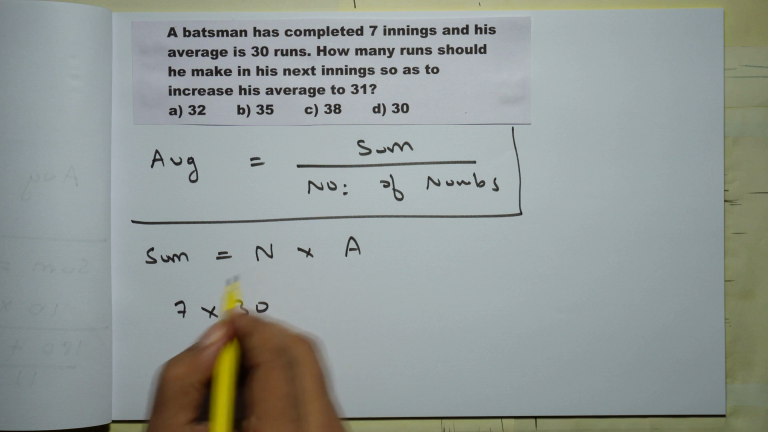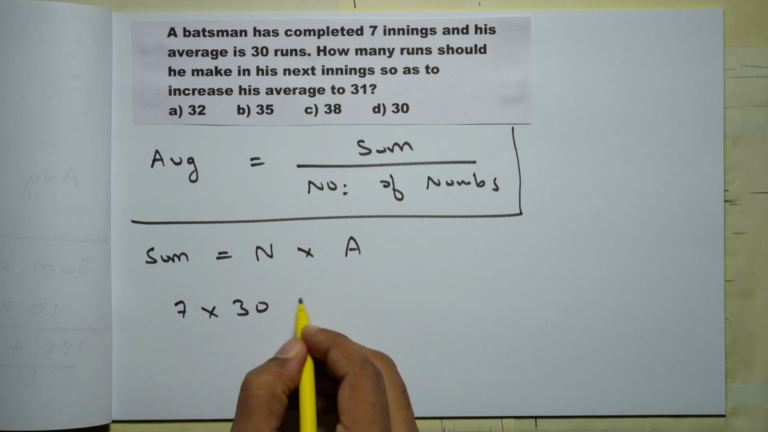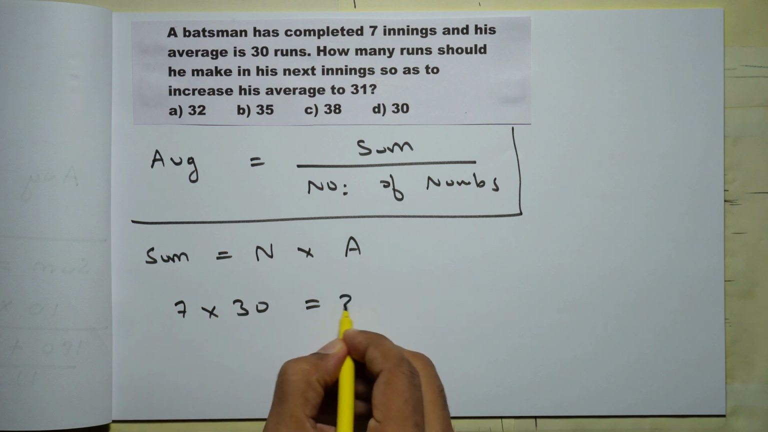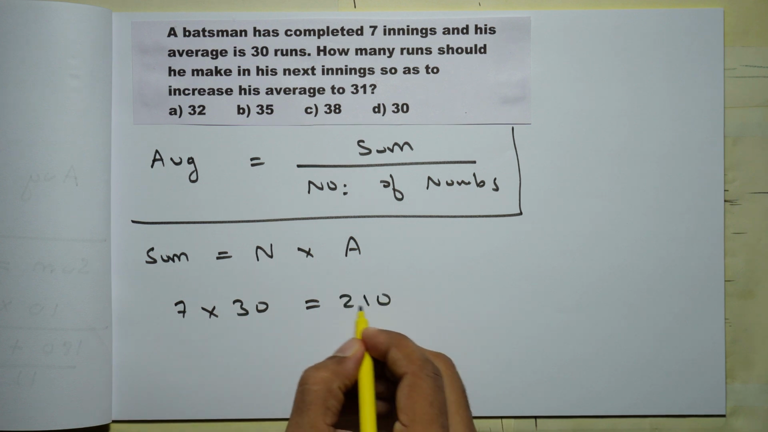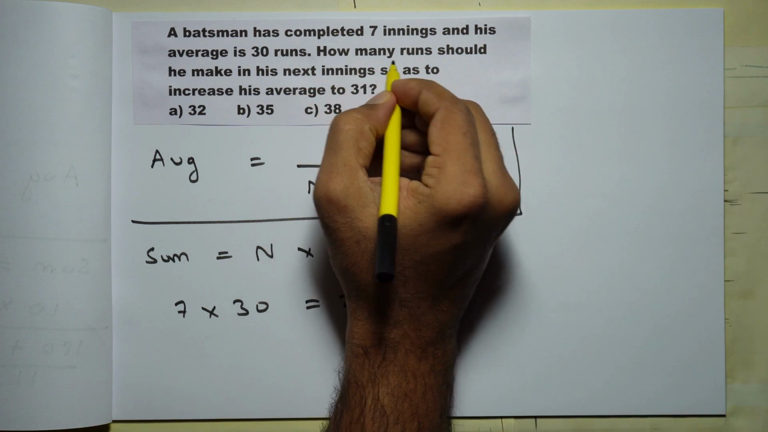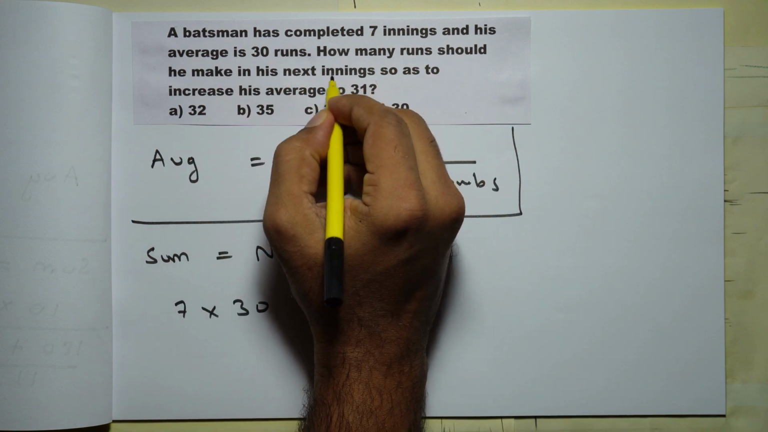Number of numbers is 7 into their average 30. So the total sum is obtained as 7 into 30, that is 210. So 210 is the total runs that he has made in the first 7 innings. Now the question is, how many runs should he make in his next innings?